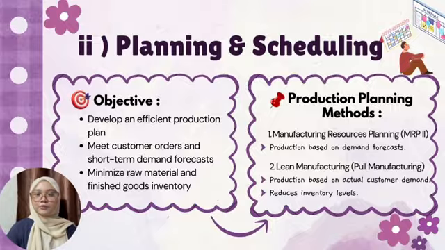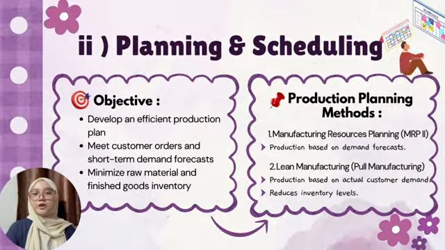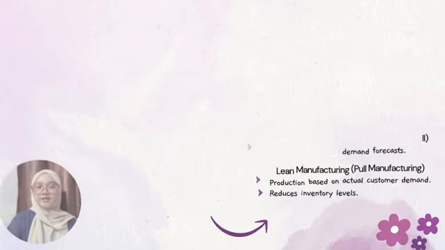First, MRP II, where production is based on demand forecast. This means the company estimates future demand and produces accordingly. Second, lean manufacturing, also called pull manufacturing, where production only starts when there is actual customer demand, helping to reduce unnecessary inventory.